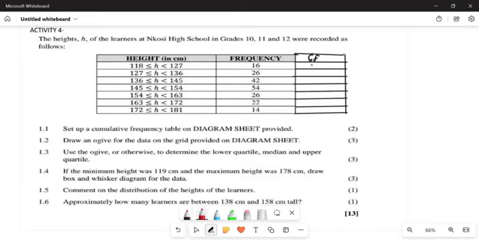First one is 16. So here I'm going to have 16. Then 16 plus 26. What is 16 plus 26? It's 42. Then 42 plus 42 is 84. 84 plus 54 is 138.